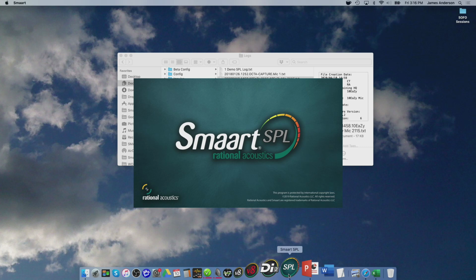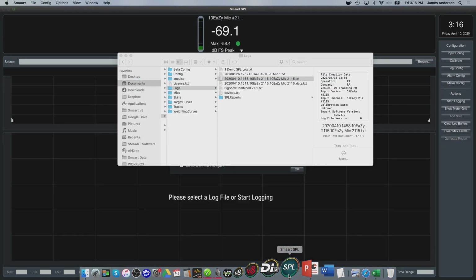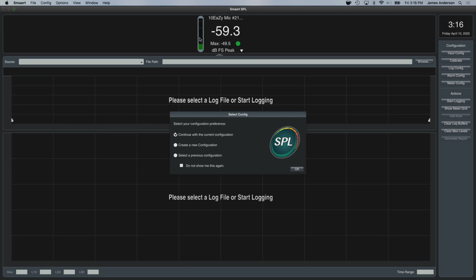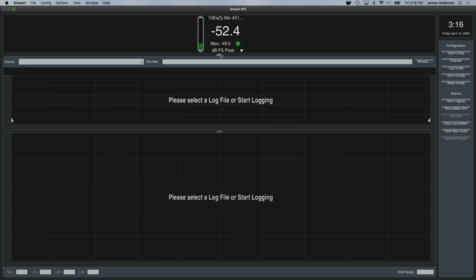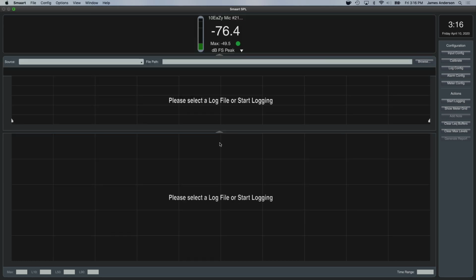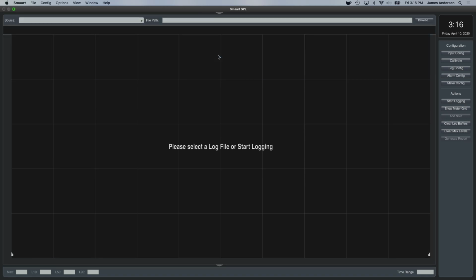All right, so when I launch Smaart SPL, it's going to see that I have a 10EZ system connected, and so right off the bat, there's the 10EZ input. So if we had more than one calibrated input, each one is going to take a place here in this bar, and so this is just a landing zone for your inputs. You can show or hide that interface element as well as any of the other interface elements, up to a full screen of the SPL navigation.